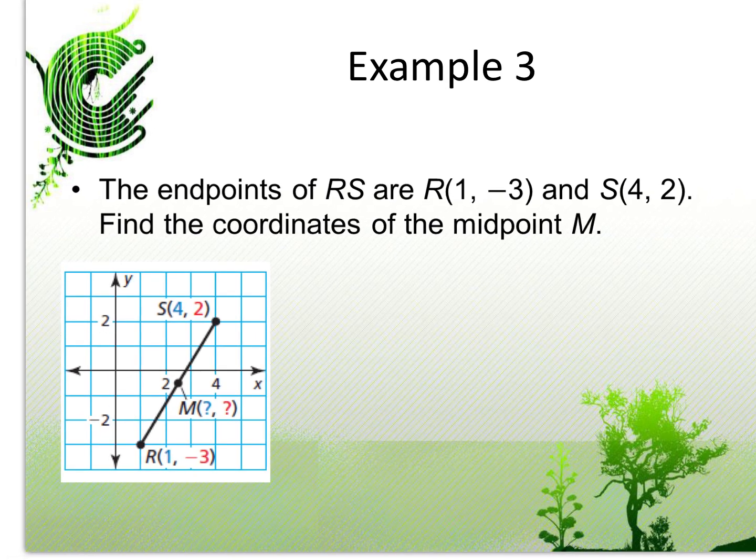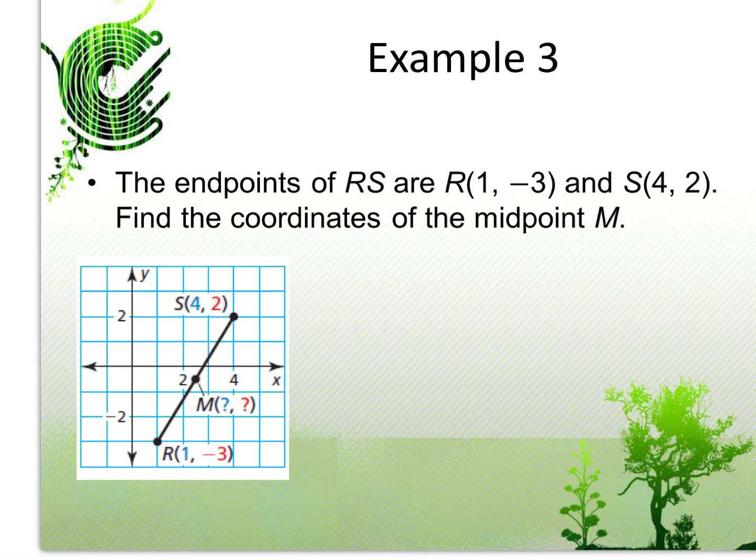So here we go. Here they're telling us that we have this line segment RS. Notice line segment starts at R and ends at S. The coordinates of R are 1, -3. The coordinates of S are 4, 2. And it wants to know what are the coordinates, what is the XY value of the midpoint of that. So again, remember that the midpoint is going to be the average of the X's and the average of the Y's.